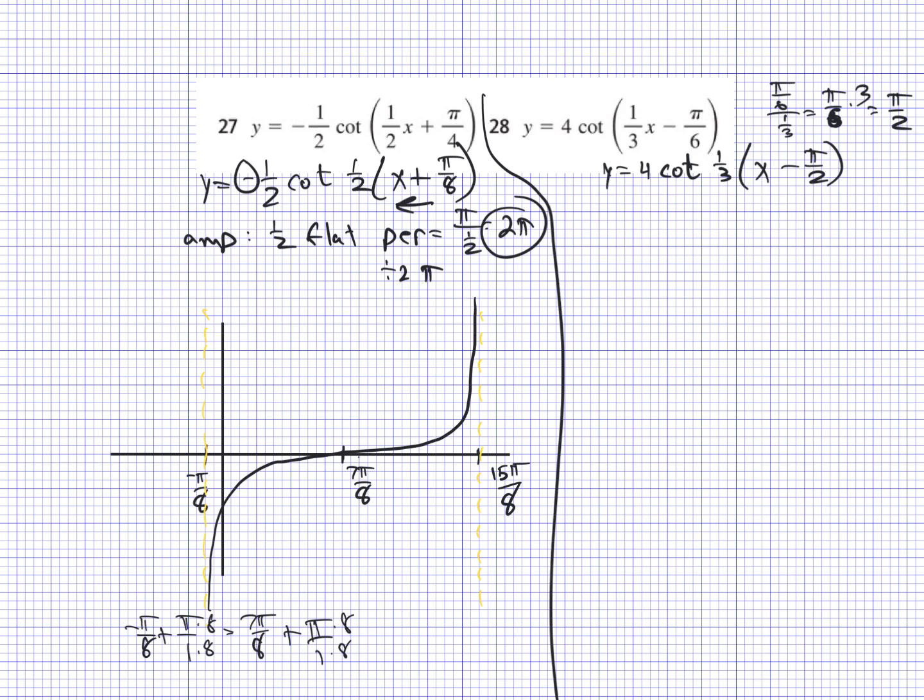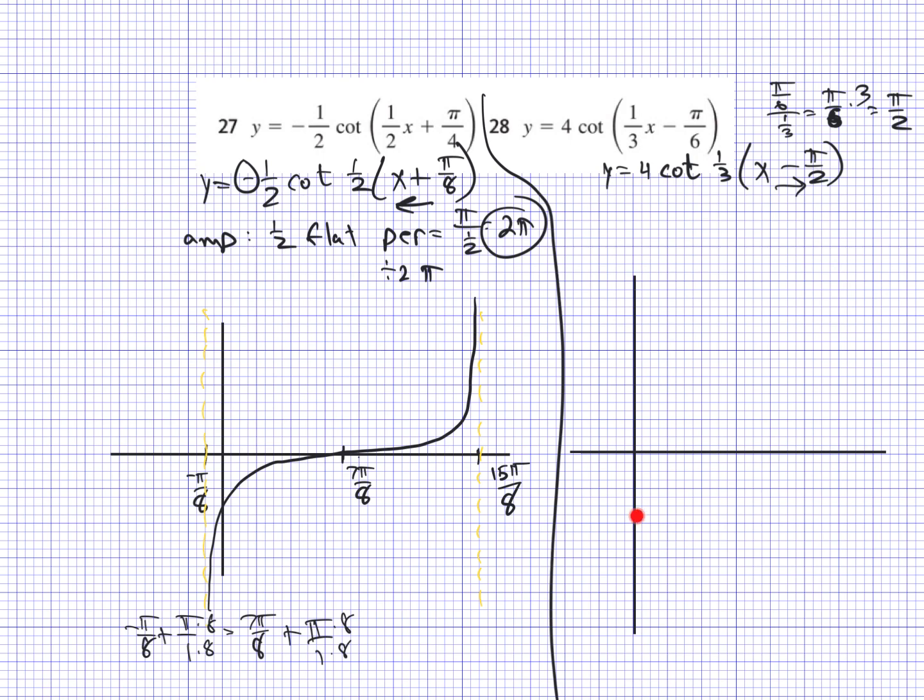Now we get to 28. Now you get to see me do these. So our amplitude is 4, so it's going to be a tall, skinny curve. We factored out a 1/3. Pi over 6 divided by 1/3 is pi over 6 times 3, or pi over 2. So our cotangent has a period of pi over 2, and we're also shifting to the right by pi over 2. All right, so let me draw our typical cotangent curve here.